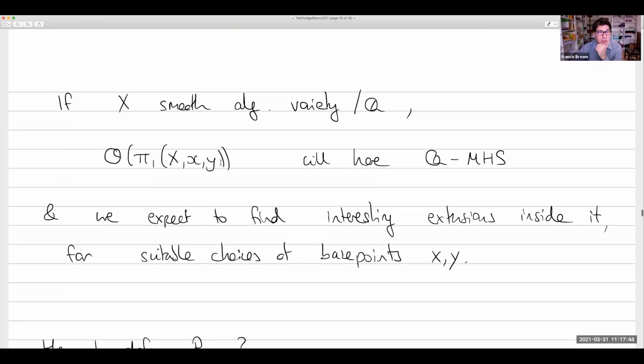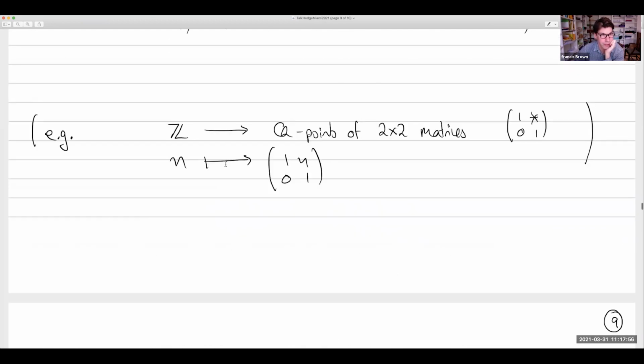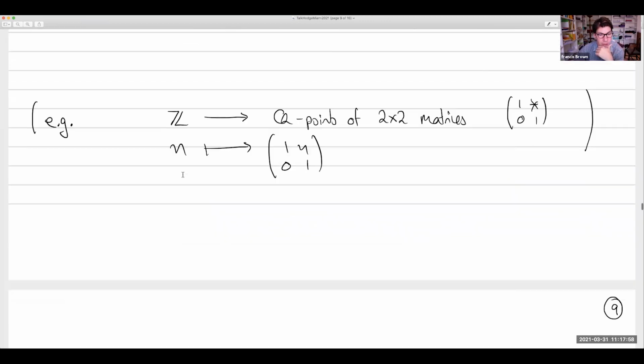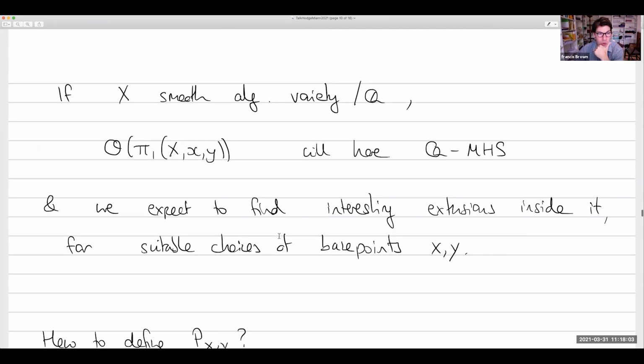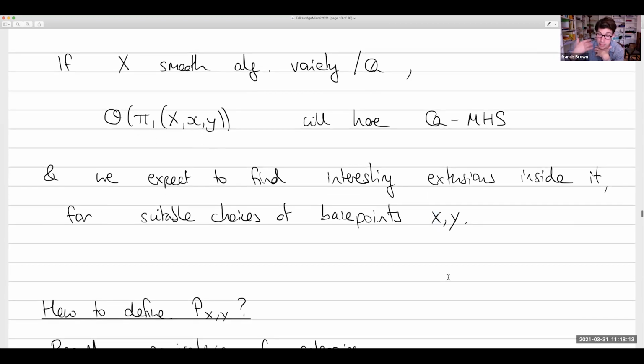Okay, so the point is that if we have a smooth algebraic variety X over Q, then the affine ring, oh sorry, this should read P, I apologize, not π1. The affine ring of P(X; x, y), which is this scheme we're going to define, will, it turns out, have a Q-mixed Hodge structure. And so what we expect to find is lots of interesting extensions sitting inside it once we choose our base points carefully. As I mentioned before, that requires quite a bit of machinery to extract those extensions, about which I won't say anything.